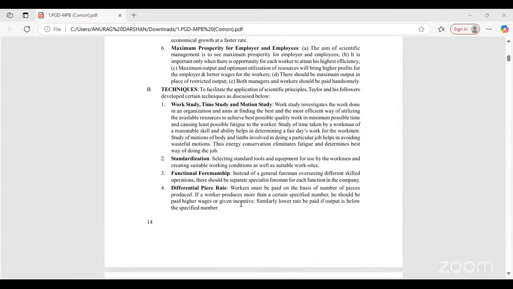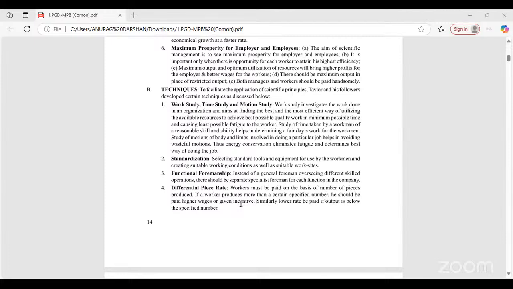Now, coming to the techniques, you have the work study, time study, and motion study. The work study investigates the work done in an organization. The time study covers the time period, that is the time taken by the workman to complete a task. Motion study is the number of motions, the number of steps a worker has taken to complete a task.